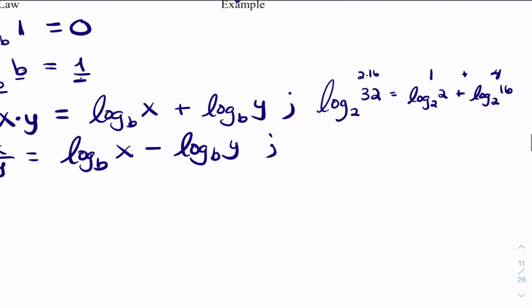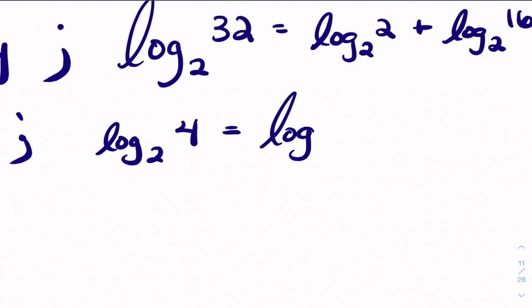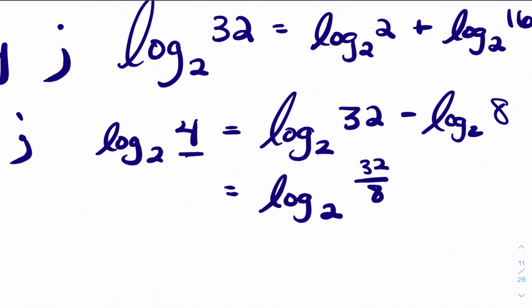An example of this property would be, let's say we had log base 2 of 4. You could write this as log base 2 of 32 minus log base 2 of 8. 32 divided by 8 is 4. These are 2 equivalent representations. So when we have division, we can subtract.